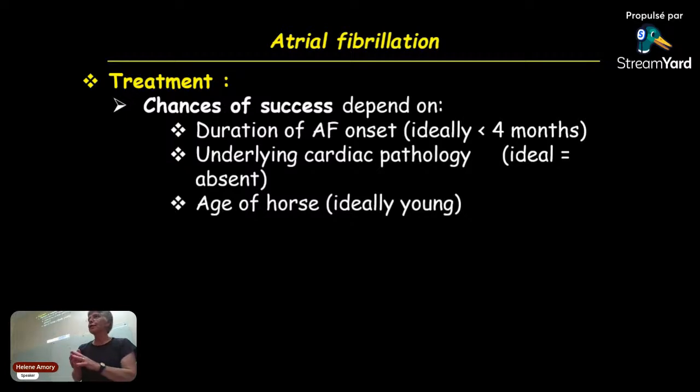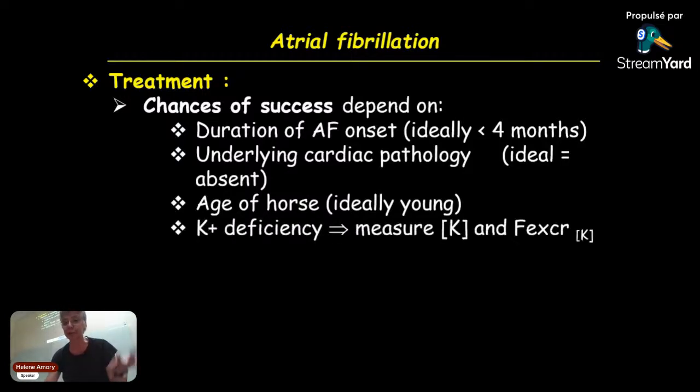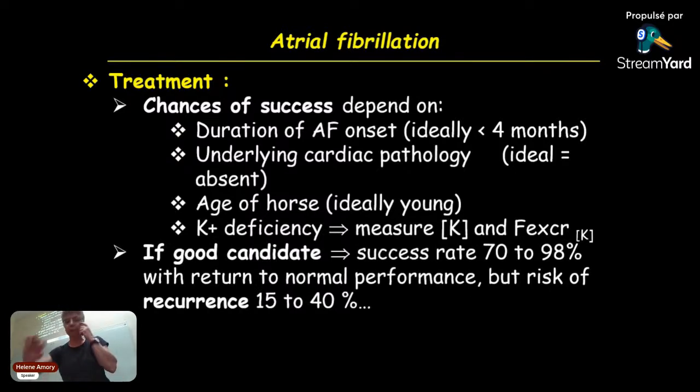The chance of success is good if there is no underlying cardiac disease. Are we going to treat these horses for their atrial fibrillation? We will see. The age of the horse is also important. If it's a young horse, it's better, and always look if the horse is not in potassium deficiency. But this is a detail, okay? If you have a good candidate, no underlying cardiac disease, recently occurring, and in a young horse, the rate of success is very good.